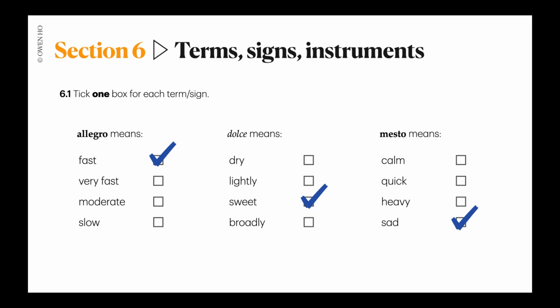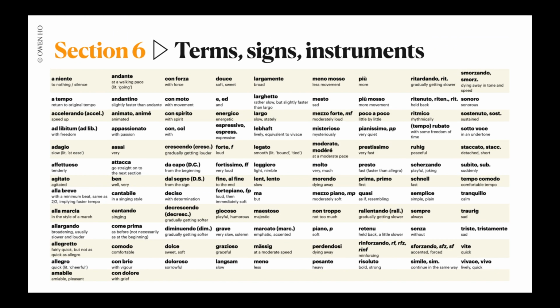In the grade 5 theory exam, there are always 3 questions that relate to terms or signs. And in order to nail these questions, there is actually an official list that contains all the words that will possibly come up in the exam. And here it is. In this table, all the words in bold are the possible words that will come up in the exam. And they are mostly Italian words, although there are a few that are French or German. But in any case, I've included the meanings under each of these words.